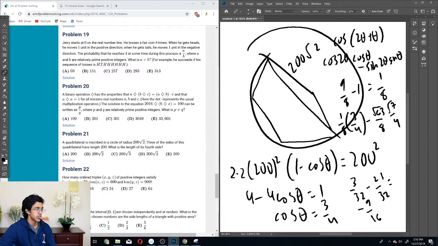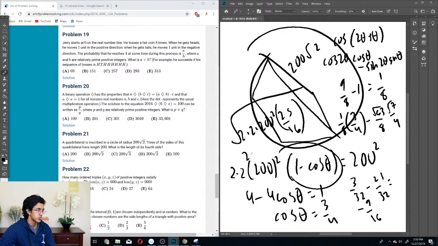So this whole thing is negative 9 over 16, so if we plug it back into this, we get 1 plus 9 over 16, which is 25 over 16, times 2 times 200 squared, and then we take the root of that to get our final answer, and we get 2 times 200 times 5 over 4, which is just equal to 500. Hey, very nice. E.